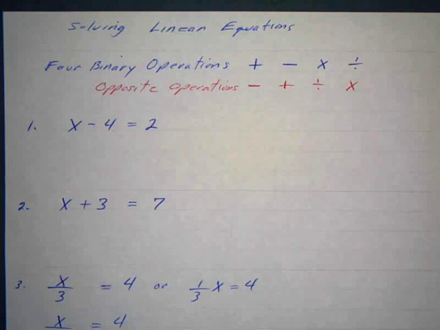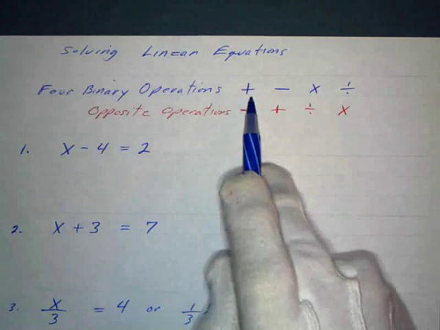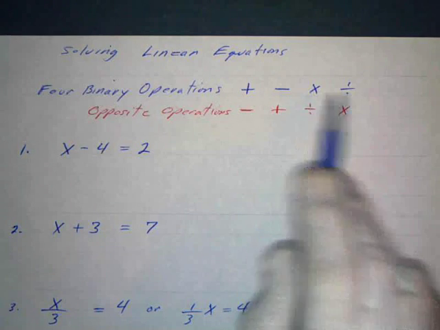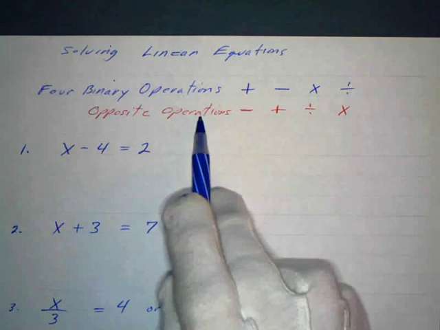So here's a few examples of solving linear equations, and we'll start with basically the one-step equations. So we'll have to do one step to find the solution. In this case, we have to remember that our four basic binary operations are addition, subtraction, multiplication, and division. And the way I do this is I just use the opposite operations.